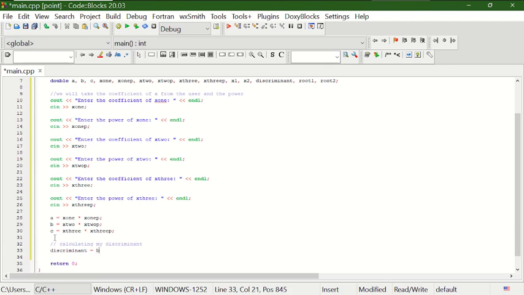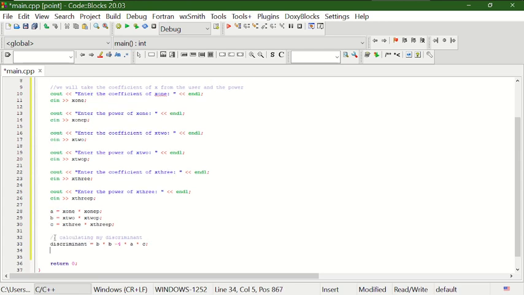B times B, because we have this B square. Those that know mathematics know this formula for discriminant: B times B minus 4AC, minus 4 times A times C. So this is my discriminant. Once I've got my discriminant, the next thing I want to do is calculate the root.